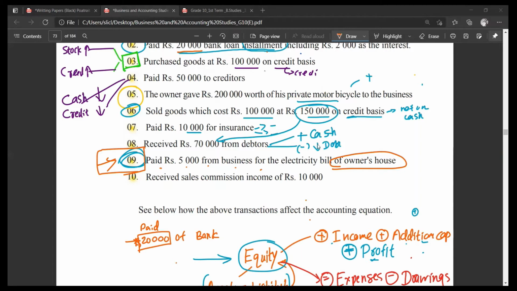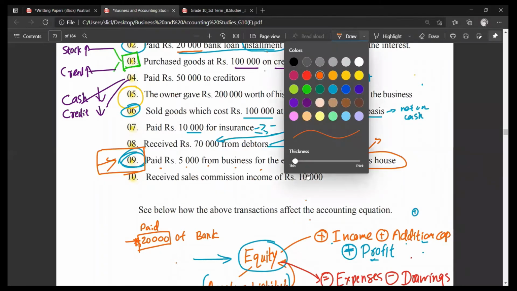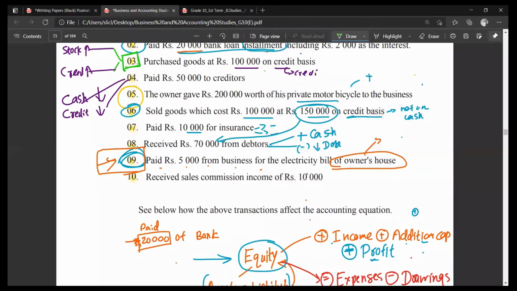Okay, let me explain. First of all guys, if you think this is an expense and put it into assets equals equity plus liability, then the asset will be decreased by 5,000 and equity will be decreased by 5,000. So anyway the answer is correct, but there is a problem. The reason for decreasing equity here is not because of an expense, guys.